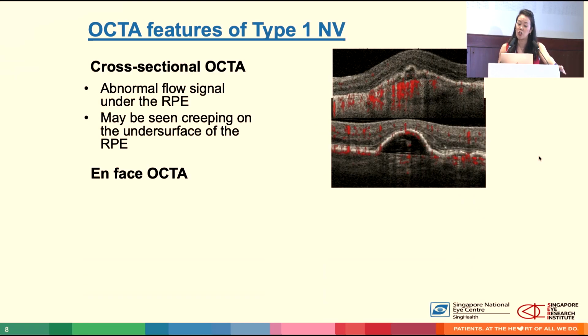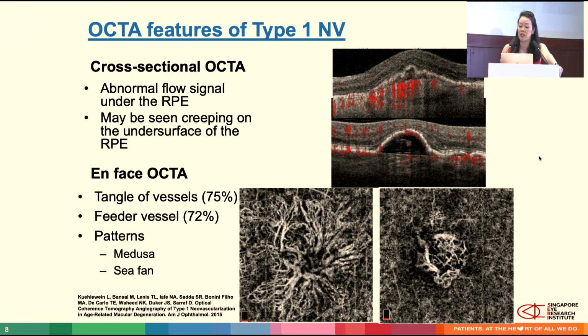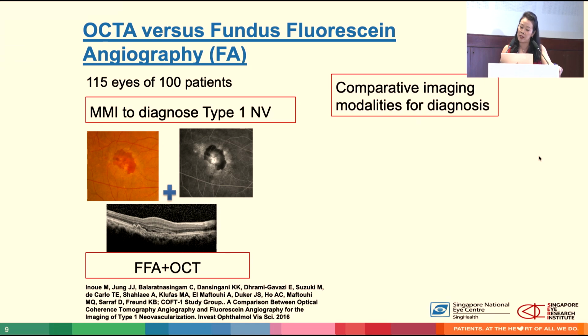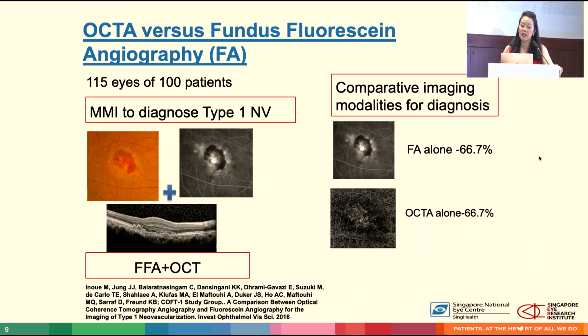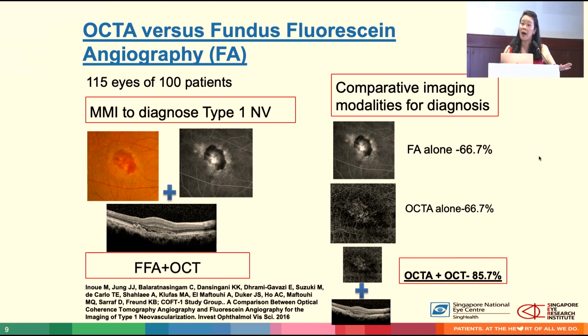So what are some of the features of type 1 neovascularization? As mentioned by the previous speakers, there are patterns you can notice, the Medusa and the sea-fan patterns, which have important implications for response to treatment. In this study I did when I was in the US in New York, we compared different modalities for detecting type 1 neovascularization. Combining OCTA and OCT gave 85.7% detection, compared to traditional multimodal imaging with fluorescein and OCT.